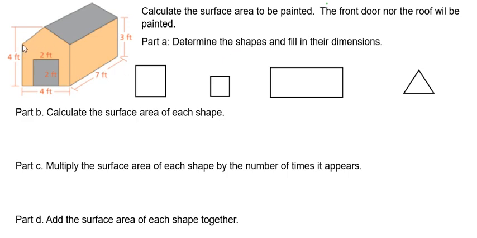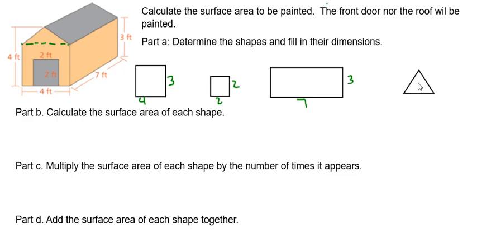So in the front of the house, we have a rectangle. I'm just going to draw the line across because this is going to be our triangle at top. So our rectangle has a length of 4 and a height of 3. I can tell the height of 3 is over here. So I have 4 by 3. And then I have my door. My door is 2 by 2. Then I have the side of my house, and that's 7 by 3.